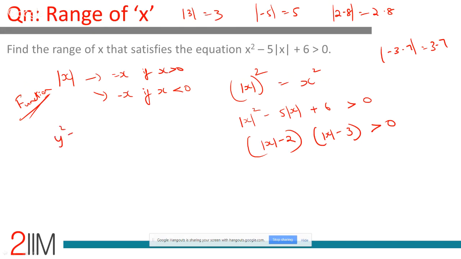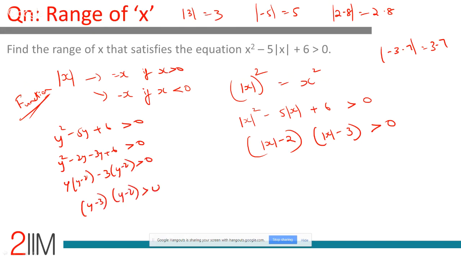What are we doing here? y square minus 5y plus 6 greater than 0. y square minus 2y minus 3y plus 6 greater than 0. y into y minus 2, minus 3 into y minus 2, greater than 0. y minus 3 into y minus 2 greater than 0.